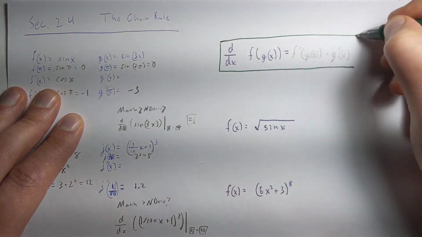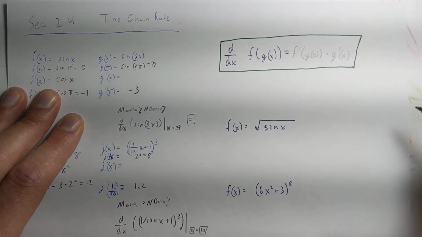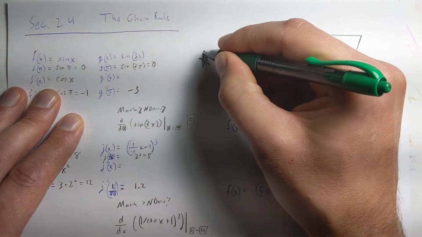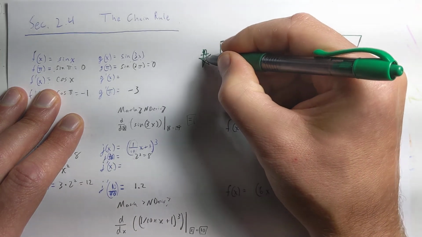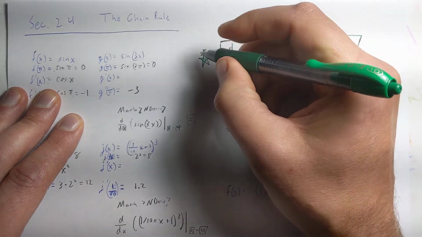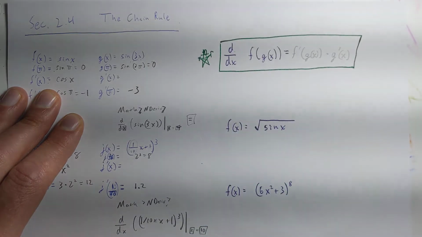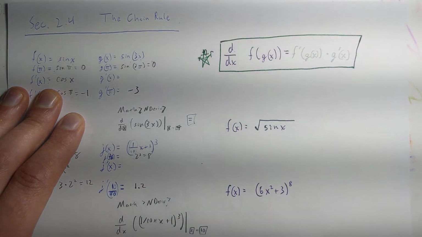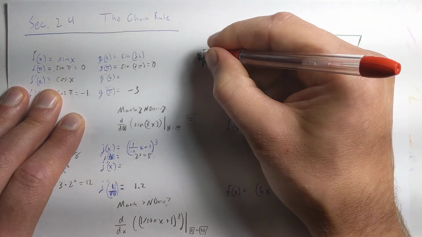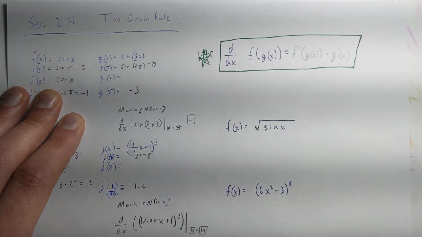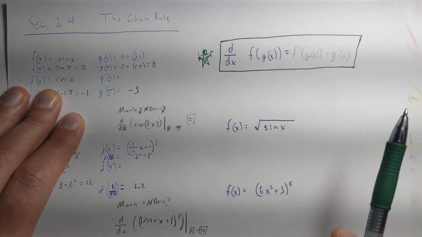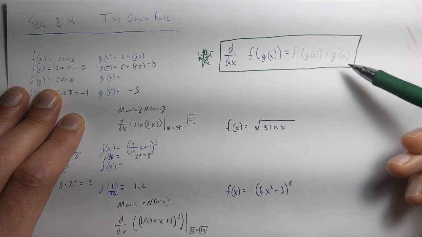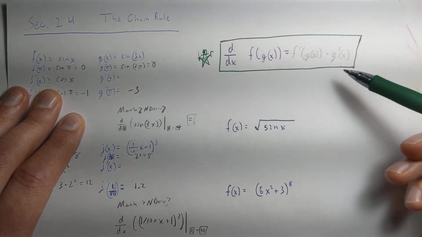Put a memory star on here. Give this one a red lightsaber. Sith Lord. Alright. This is an absolute necessity. You're going to use this all year long. Chain rule.